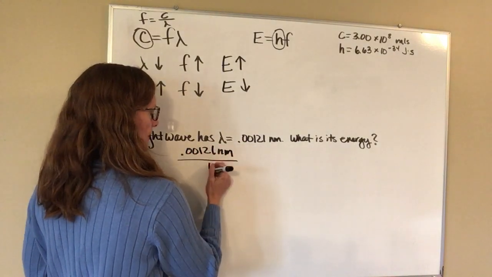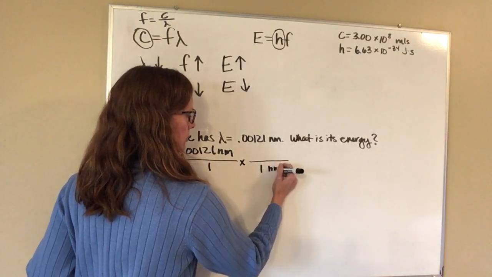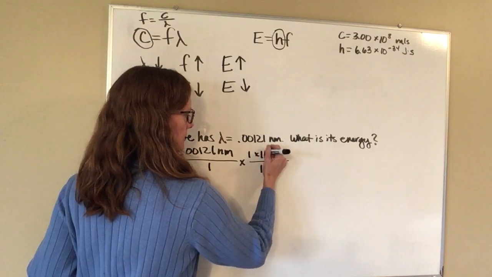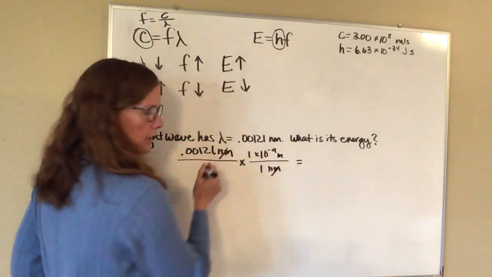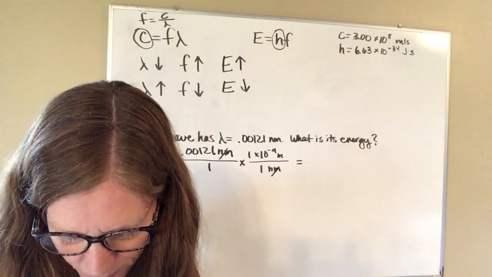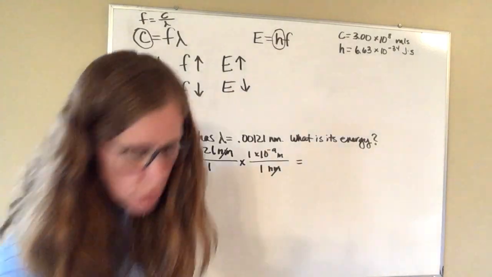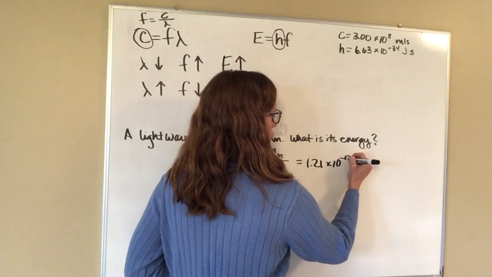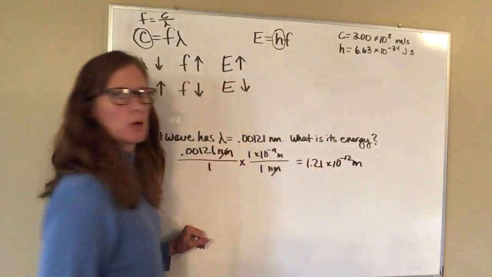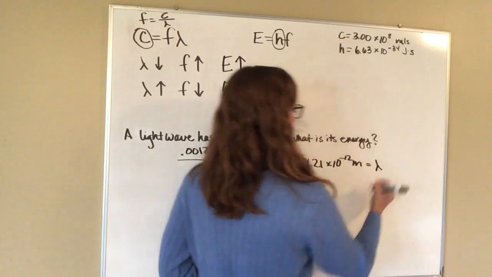nanometers. And you'll remember that 1 nanometer is 1 times 10 to the minus 9th meters. So nanometers will cancel out, and I will end up with 1.21 times 10 to the minus 12th meters for my wavelength. Okay, so this is what wavelength is.